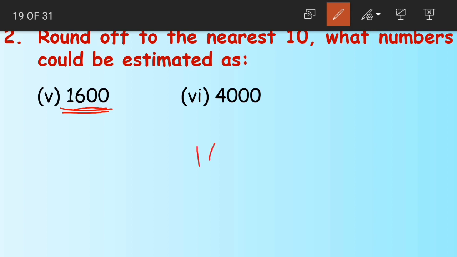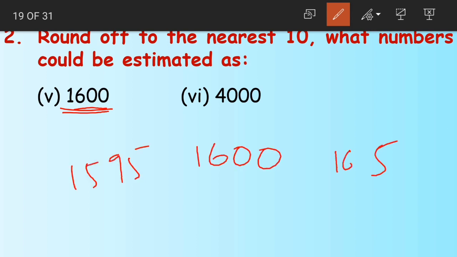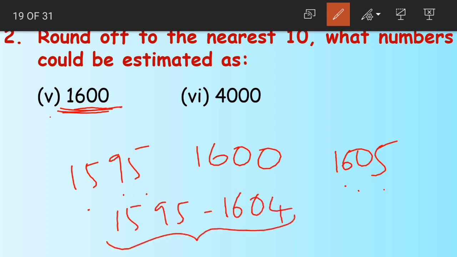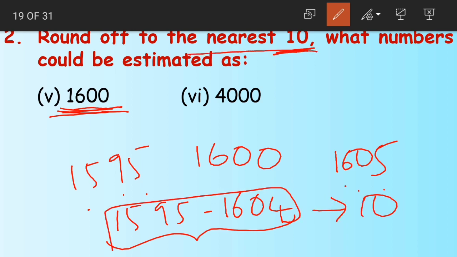We consider 1600 falls between which two 5s? It falls between 1595 and 1605. So the numbers from 1595 till 1604 can be estimated as 1600 to the nearest 10. So the answer will also have 10 numbers.